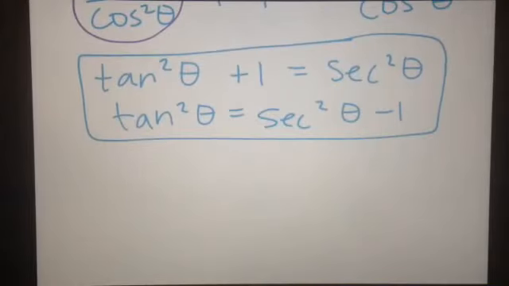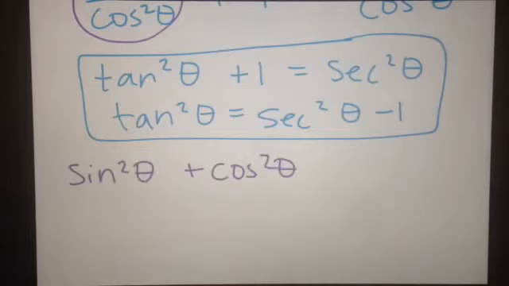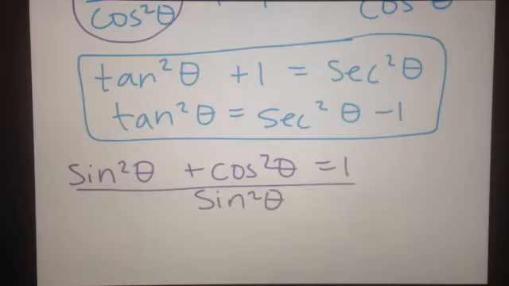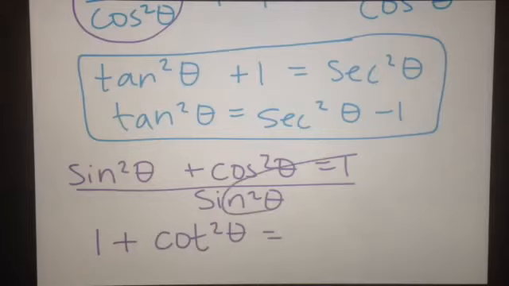And then we're going to do one last one kind of along the same line. If I do sine squared theta plus cos squared theta equals 1, and I divide this whole thing through by sine squared theta, then I'm going to get sine squared theta divided by sine squared theta is 1. Cos squared theta divided by sine squared theta is actually cotangent squared theta. And then 1 over sine squared theta over here is the same as cosecant squared theta.